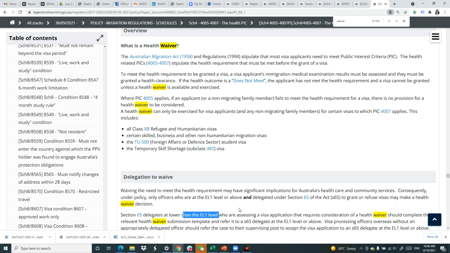I'm not sure about visas for other countries, but Australia visas have this health requirement.